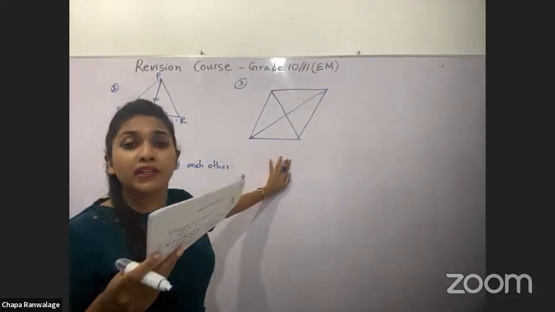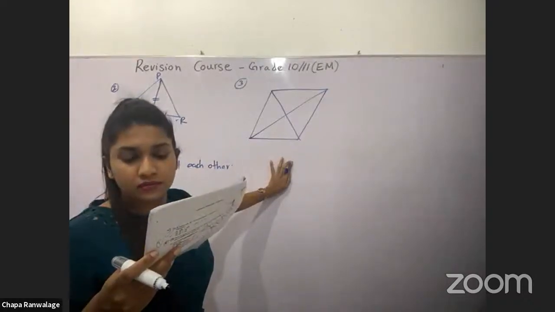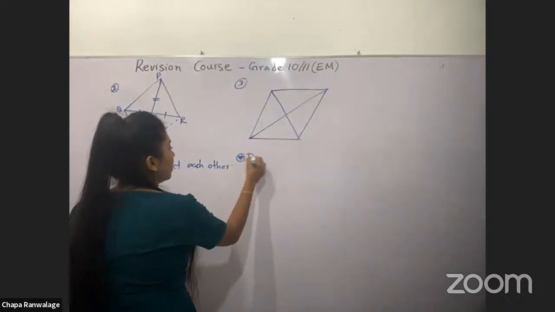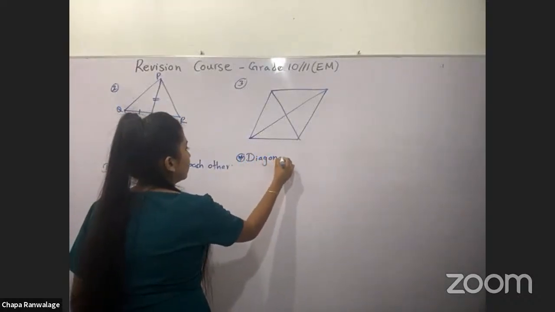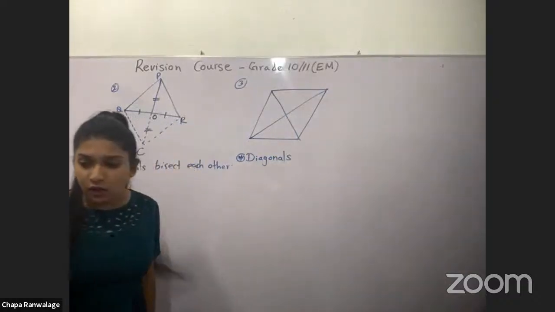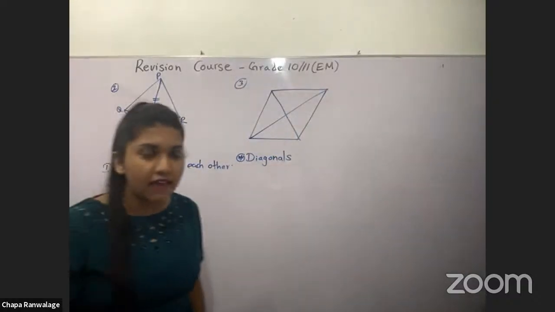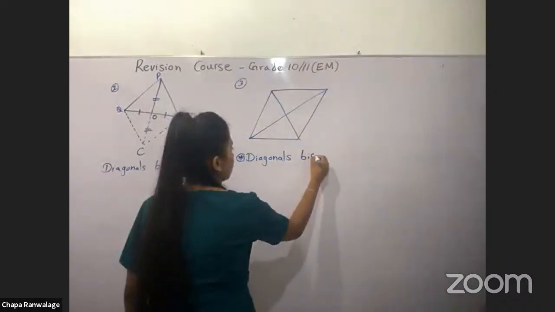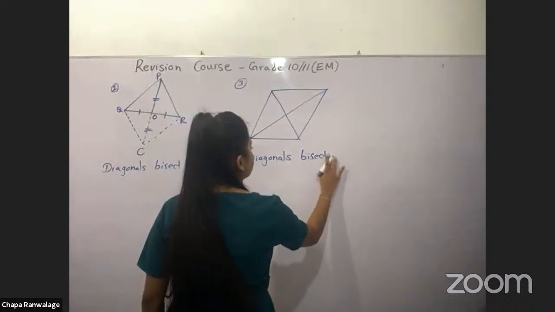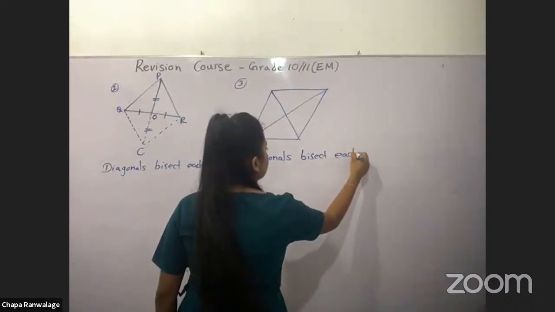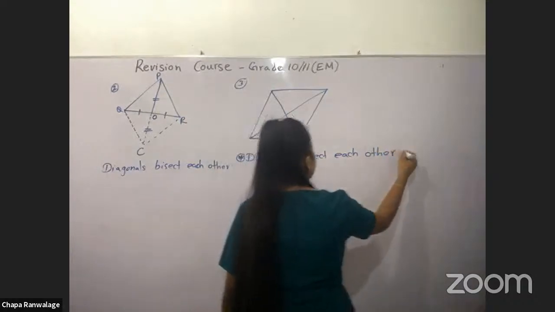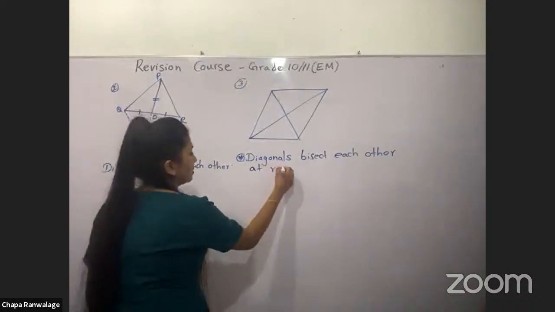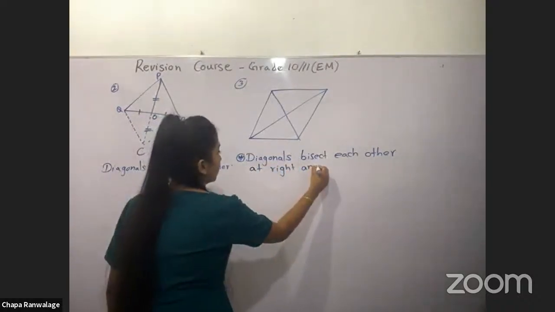So what are the properties, children? The diagonals bisect each other at right angles. That is very important.